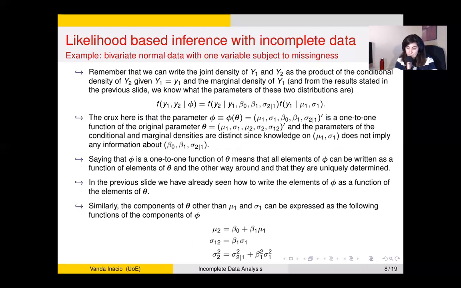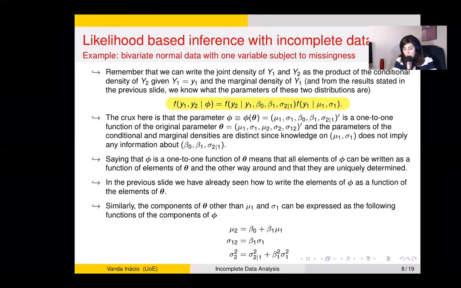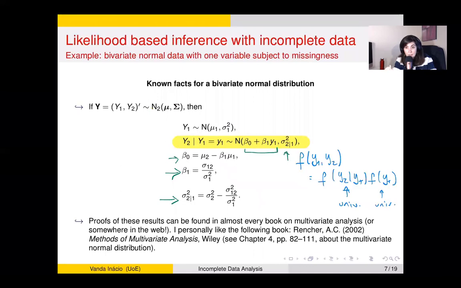So this is exactly what I have just written. I can write the joint as the product of the conditional distribution of y2 given y1 times the marginal distribution of y1. And I know the parameters. I know that the marginal depends on parameters mu1 and sigma 1, and the conditional depends on beta 0, beta 1, and sigma 2 given 1, and we have what they are in this previous slide.